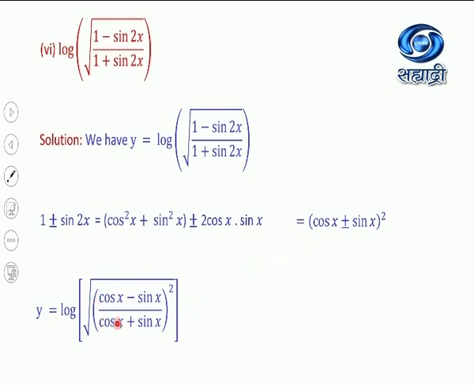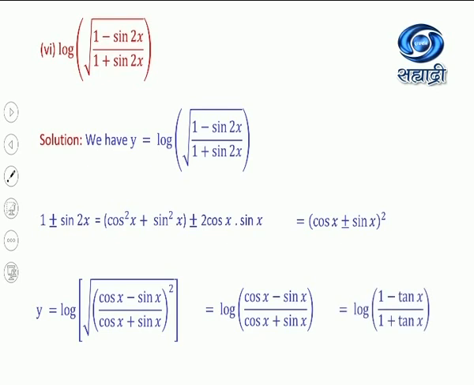So we write directly here (cos x minus sin x upon cos x plus sin x) whole square. Now square root and square get cancelled. So what we get? Log of (cos x minus sin x upon cos x plus sin x). Now our next step is, here we divide both the numerator as well as denominator by this first term, that is cos x. So cos x minus sin x upon cos x and cos x plus sin x upon cos x. That means divide each and every term of numerator and denominator by cos x. Then we get log of (1 minus tan x upon 1 plus tan x).